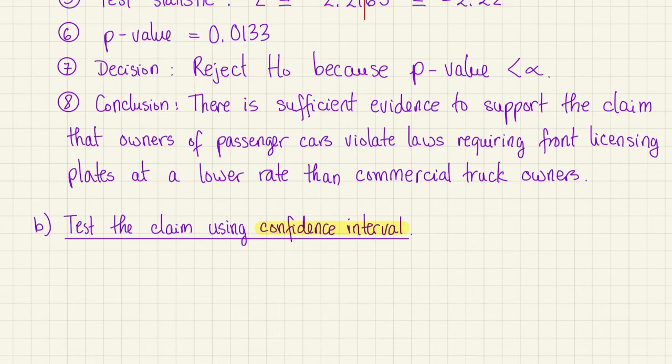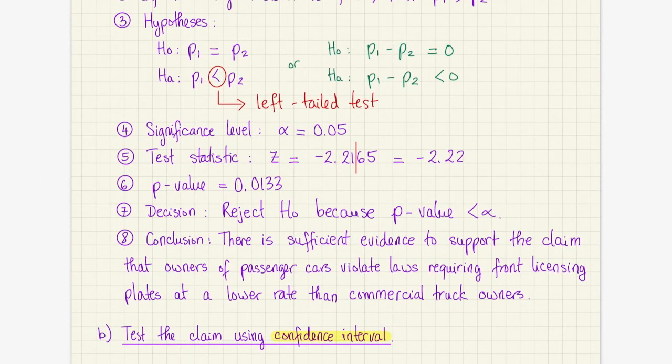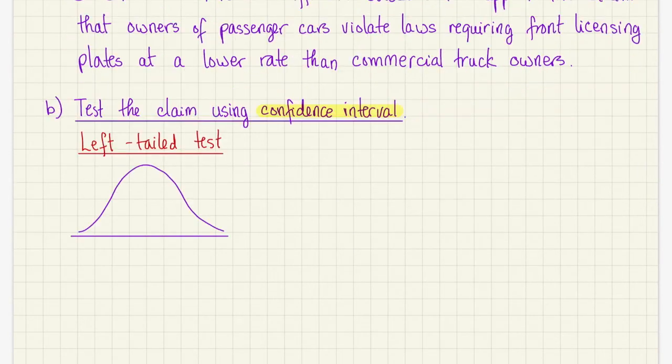B. Test the claim by using confidence interval. First, I need to determine my confidence level. In order to determine the confidence level, you have to use the fact that this is the left tail and the alpha equals to 0.05. So this is the left tail test. That means alpha is on the left side. However, my confidence level must be the middle part, not the left. It's got to be the middle part.